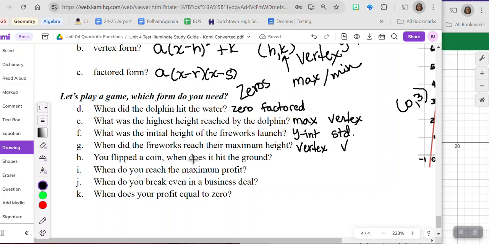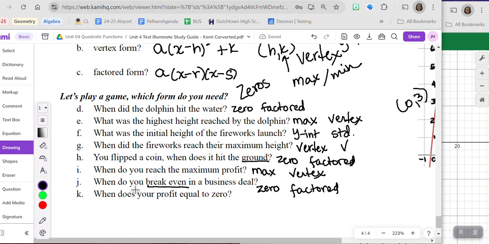You flip the coin, when does it hit the ground? The ground, that means we need a 0, which means we need factored form. When do you reach the maximum profit? We need a maximum, which means we need vertex form. When do you break even in a business deal? Break even is when you cross the x-axis, so you need a 0, so we need factored form. And when does your profit equal 0? Profit equal to 0 is when you break even, it's your x-intercepts. Your x-intercepts are your zeros, which means you need factored form.